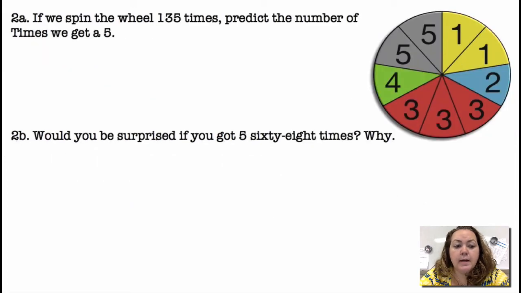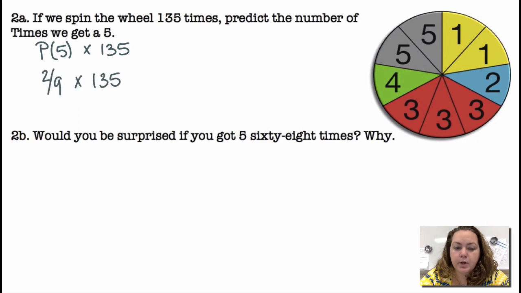Part 2A. If you spin the wheel 135 times, predict the number of times you get a 5. I have 2 5s out of 9 outcomes. So I'm going to take the probability of getting a 5 and multiply by 135. I'm going to do 2 divided by 9, and then multiply that by 135. And that gives me 30.